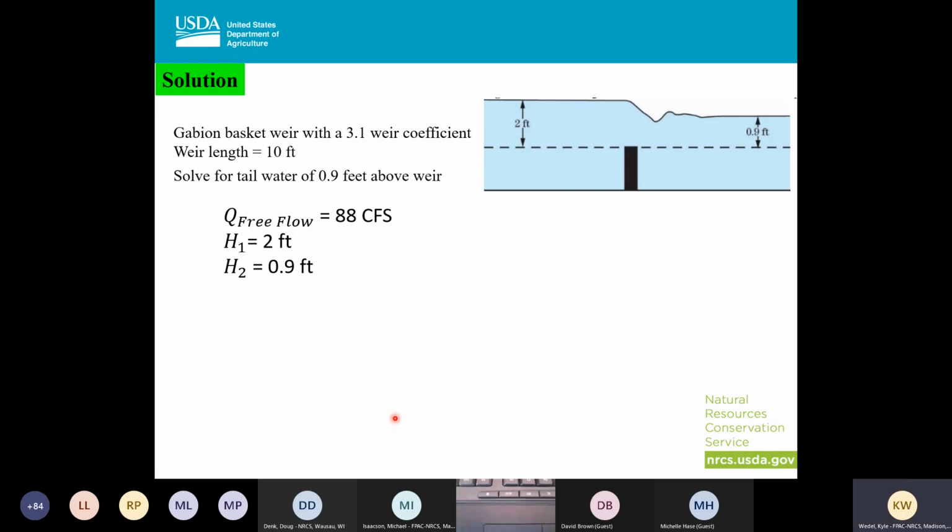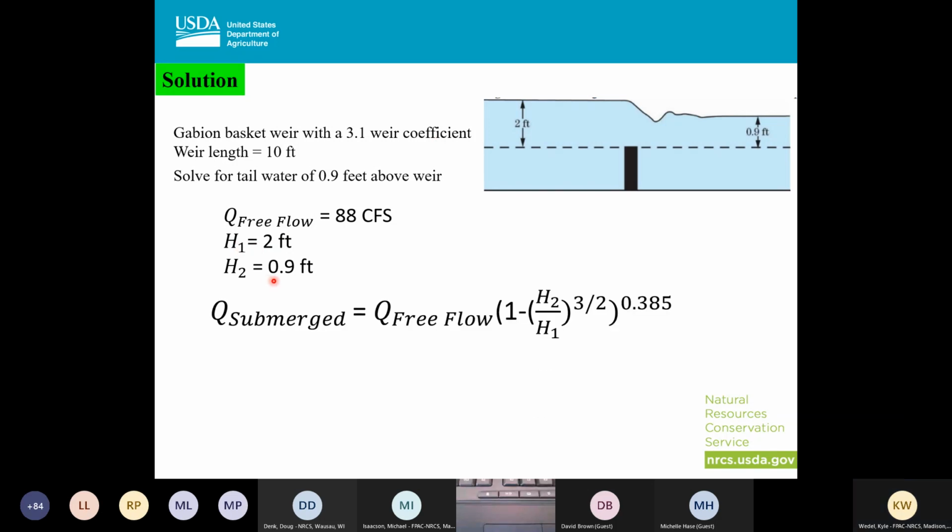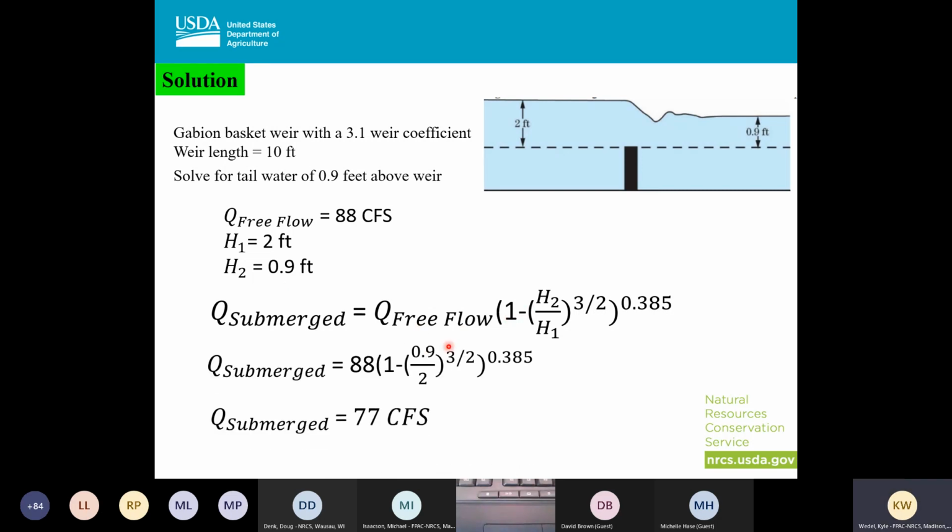And so now that I calculated my 88 CFS, I have my free flow. I know H1 is 2 feet and H2 is 0.9 feet. And so now I have all the variables in my equation, so I'm able to just plug those in. And I'm going to come up with 77 CFS.